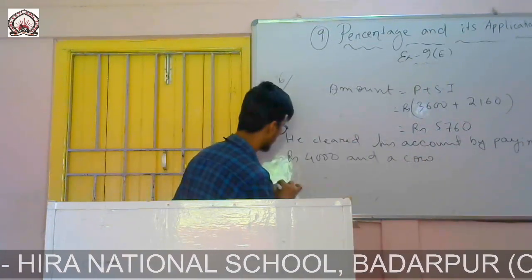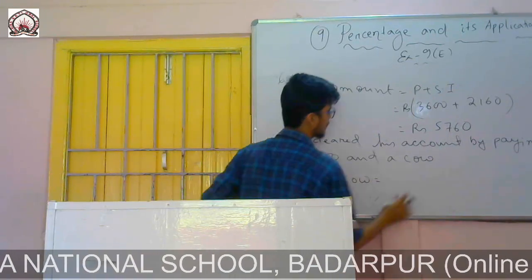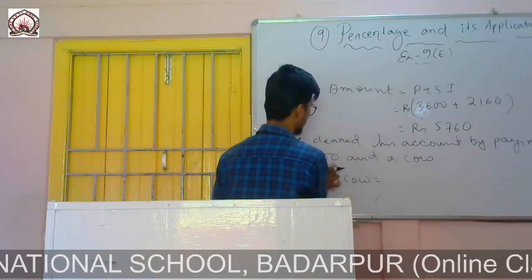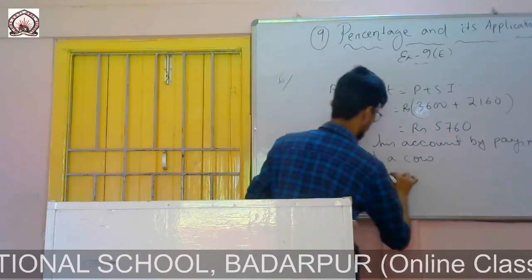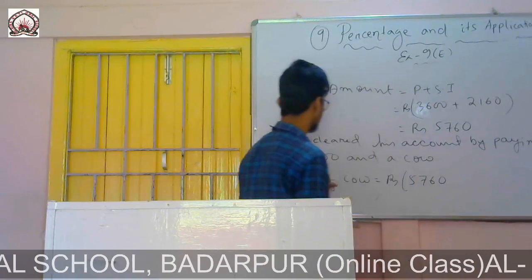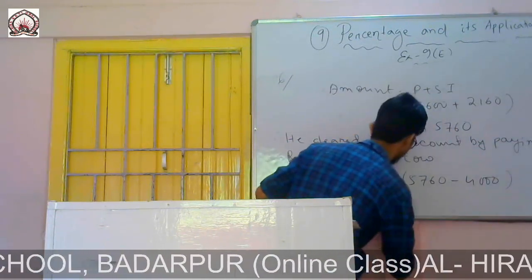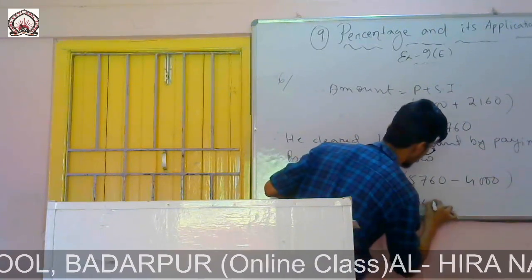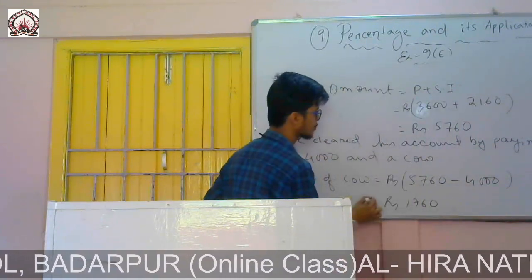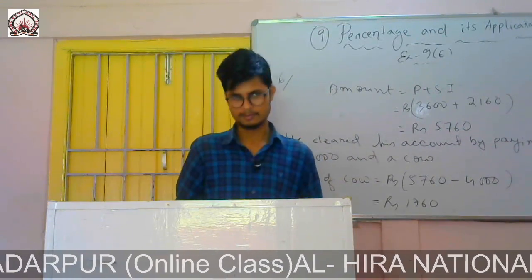So therefore the cost of the cow will be the total amount minus the amount that he paid. The total amount was rupees 5,760 and he paid 4,000. So it will be rupees 1,760. So this is the cost of the cow, it is 1,760.